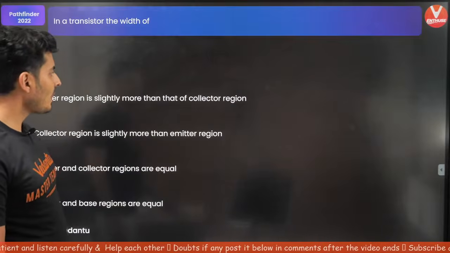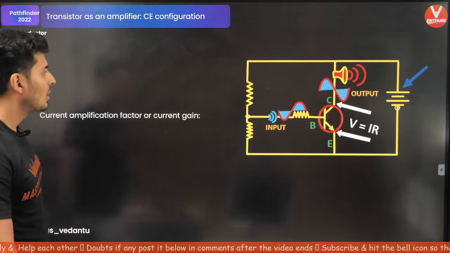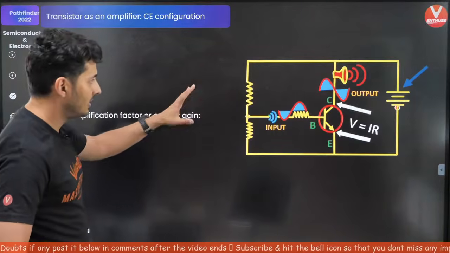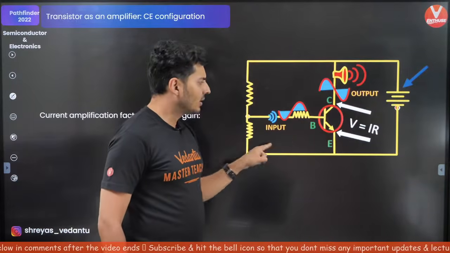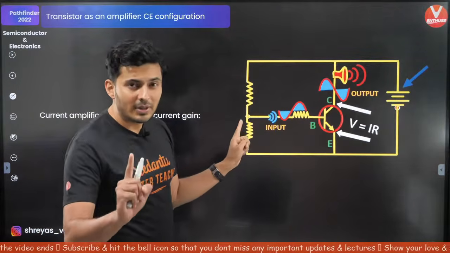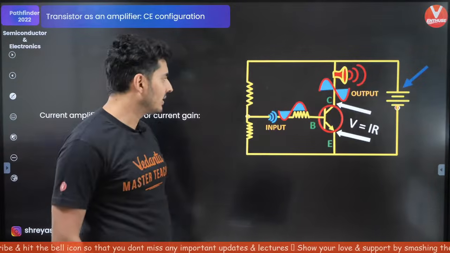So going back right over here, for a transistor as an amplifier, this is how it works, by the way. There's a circuit diagram. Look at this configuration. This is the common emitter configuration. Common emitter means the emitter is common. It's the same terminal taken on both circuits.